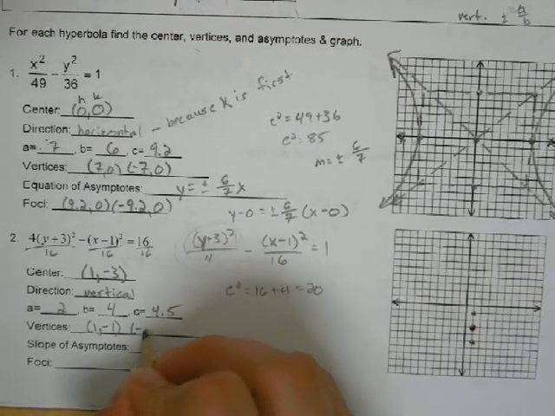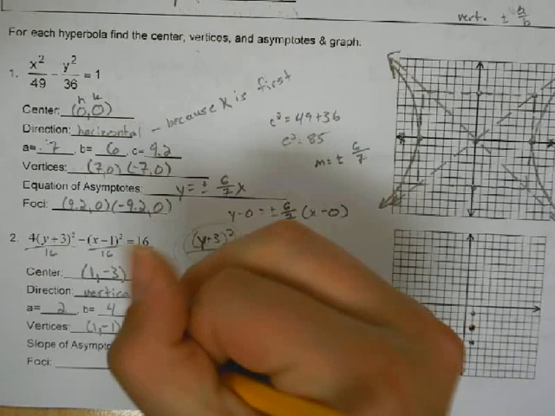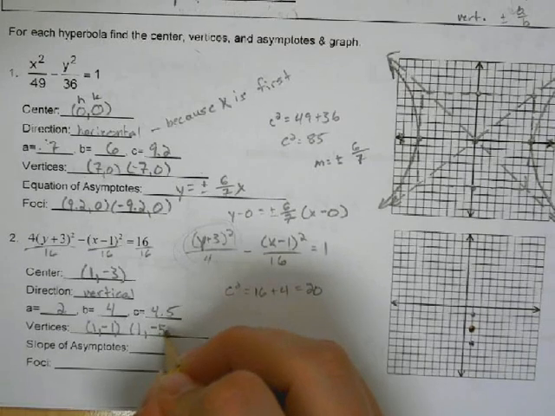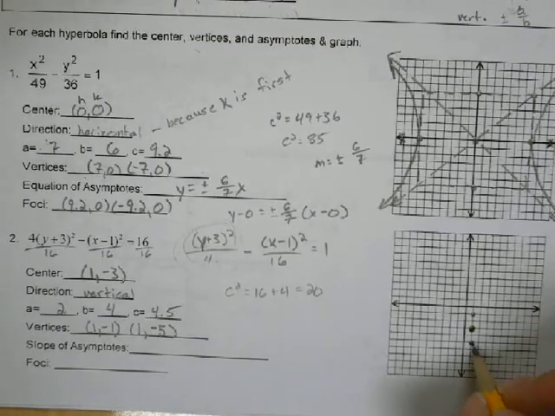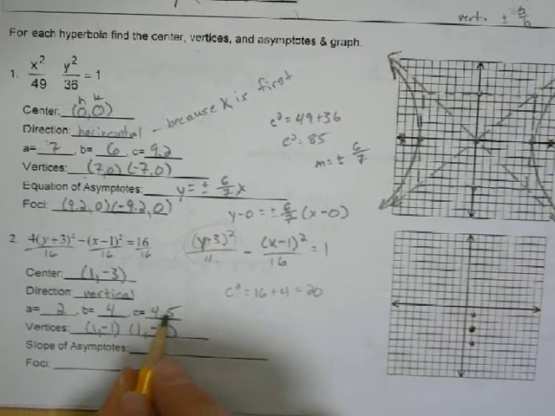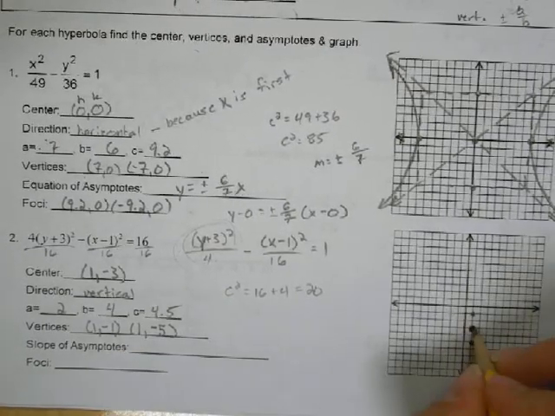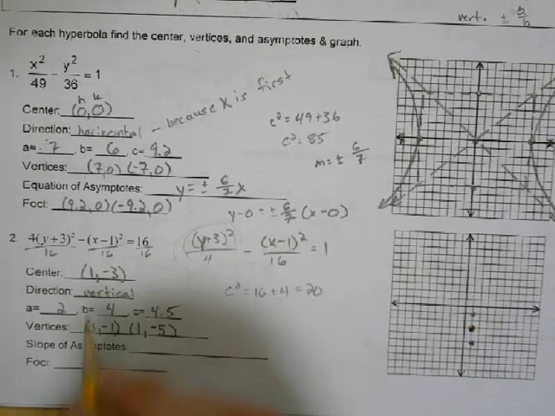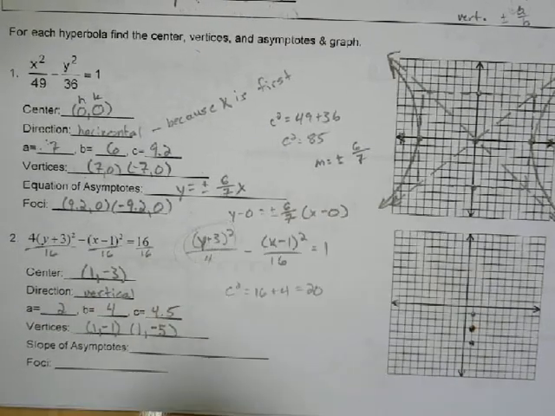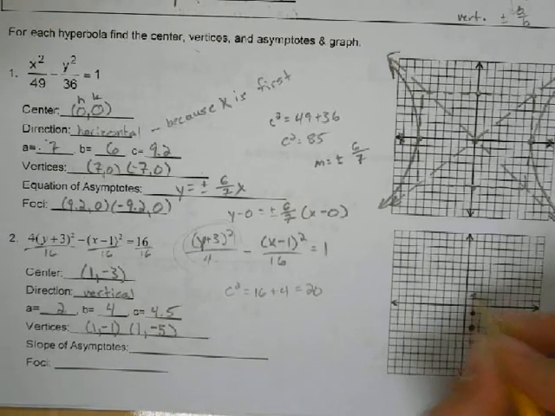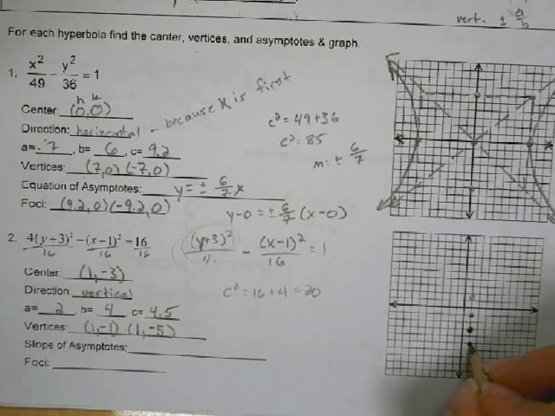I have no idea what I just wrote. I just wrote a negative 1, negative 5. Okay, so (1, negative 5) is going to be my second vertex. Now I can also go ahead and graph my foci while I'm here. So I'm going to go from center. I'm going to go up again because this is all driven by that vertical, by which one is listed first. So we're going to go up 4.5. We're going to go down 4.5.